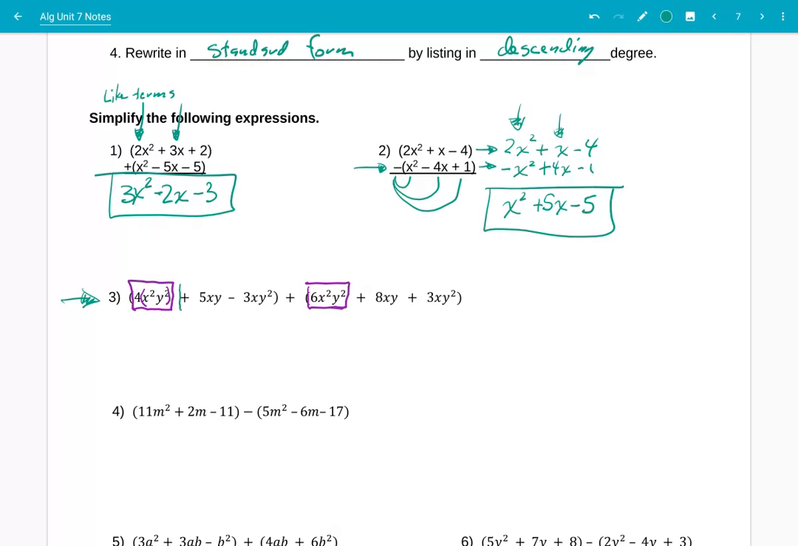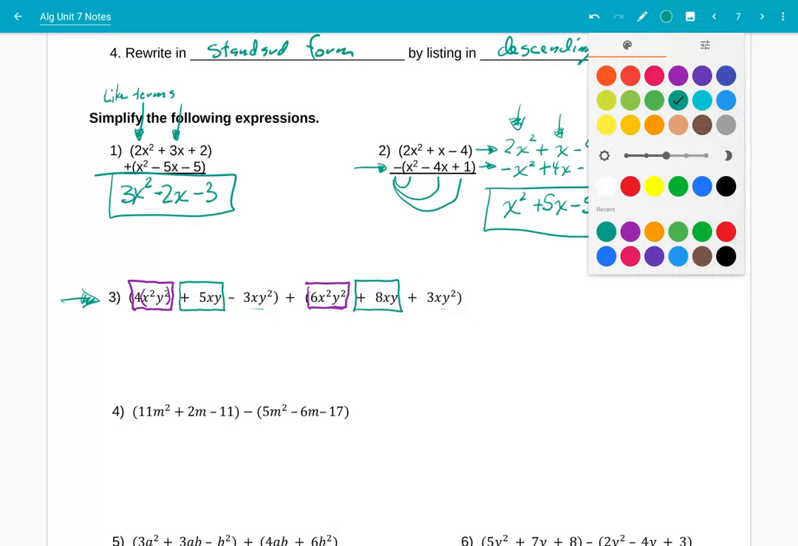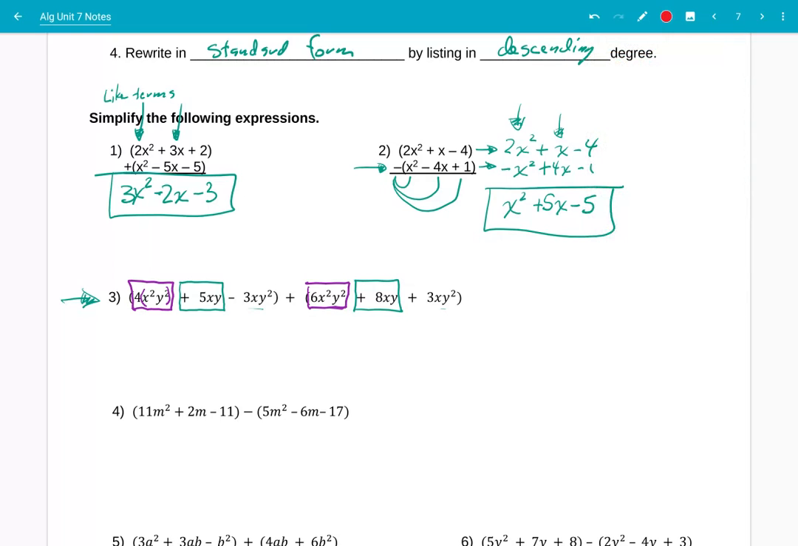Now, I change colors. And here, I'm going to include the sign. Here's an xy term. This has an x and a y. So I'm going to look for that. That's the xy squared, but here's an xy. Right there, and then there's the xy term. And then the last bit, here I'll use red, this right here, and this right here, the xy squared terms.